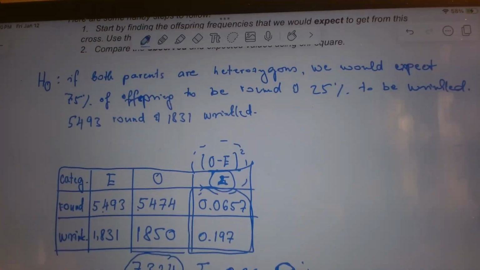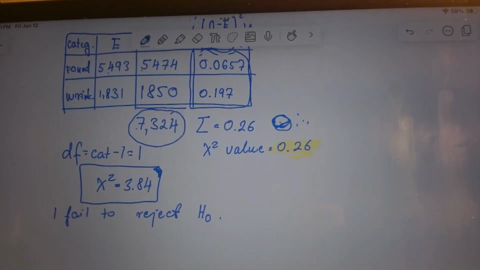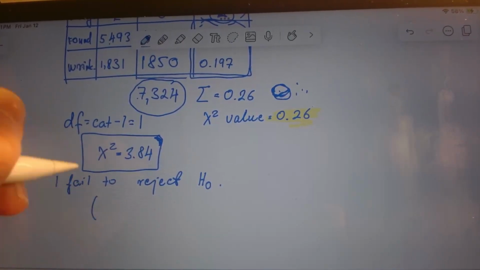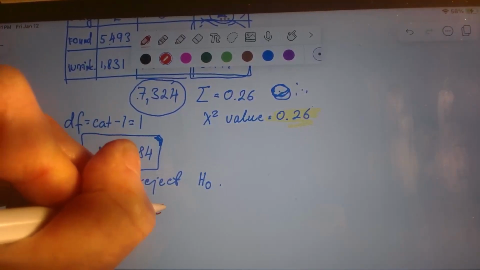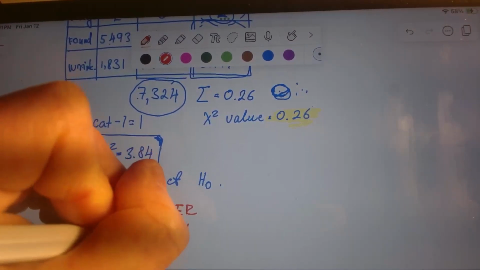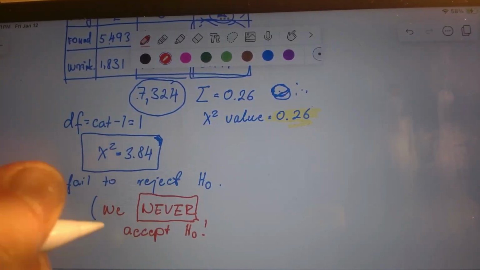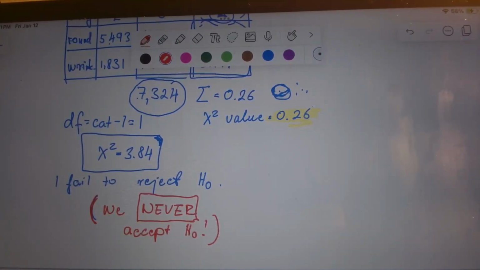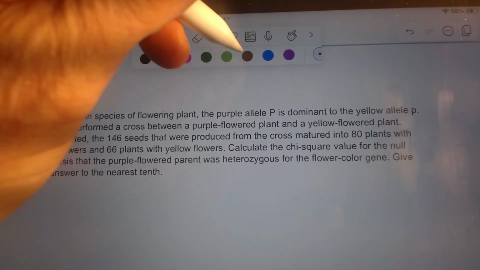The difference in the expected and observed values are due to chance only. So I will write that in red. We never accept H null. We fail to reject the null hypothesis. Okay, in statistics you never accept anything. Okay, does it make sense? Good. Let's go and do number 2.